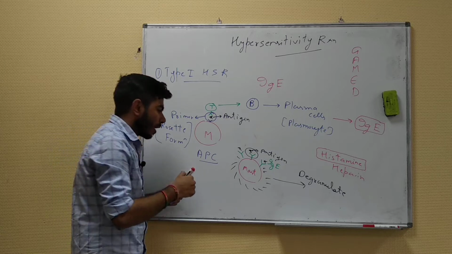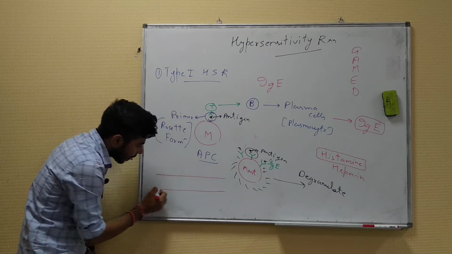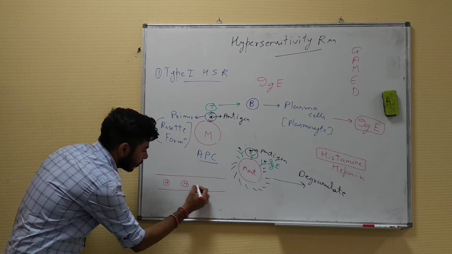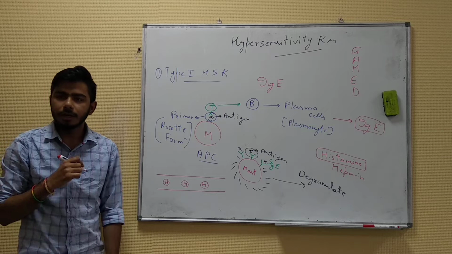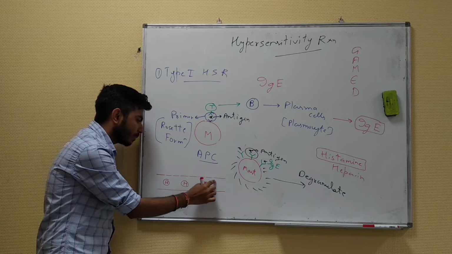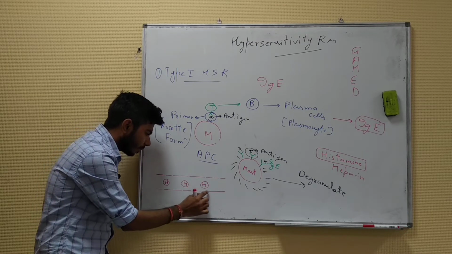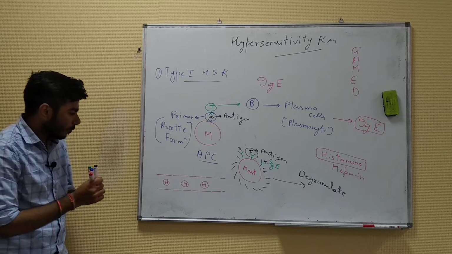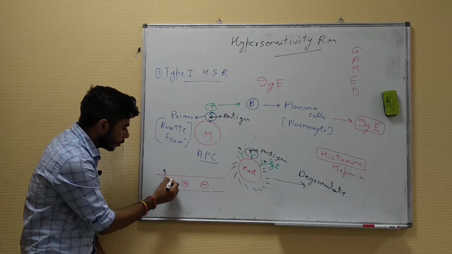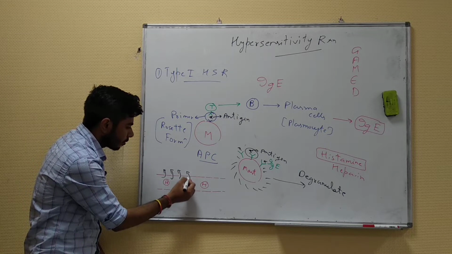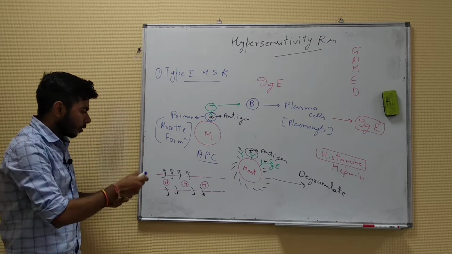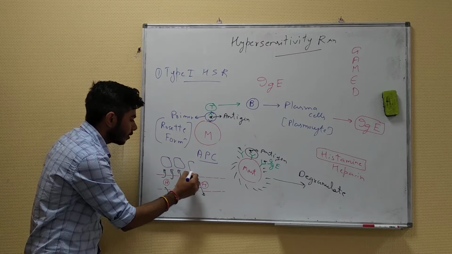Okay, so now what will happen? Let's say this is the blood vessel present over here, and we are having histamine inside the blood vessel. What will the histamine do? Histamine will increase the permeability of the blood vessel. So now whatever fluid is present over here will try to leak into the tissues, right? It will be leaking out into the tissues, because here you are having the tissues present over here.